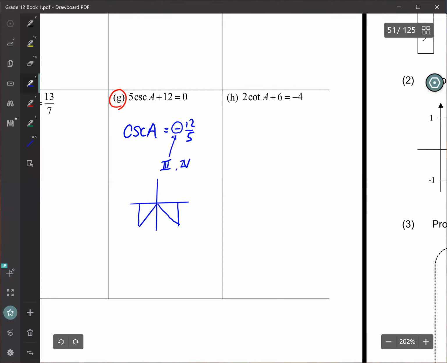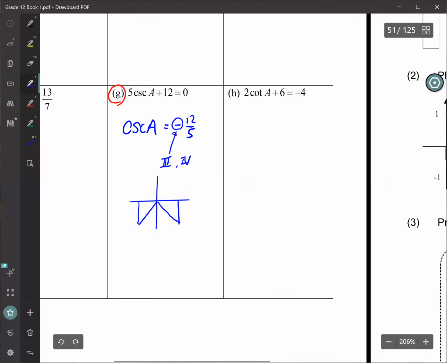Usually we have to fill in the sides, right? But because it's not special, we have to use your calculator. So everybody please take out your calculator. Now, because the calculator doesn't have a cosecant button, what should we do? Do you remember? If we want to use calculator to deal with cosecant, what should we do? Anyone remembers?